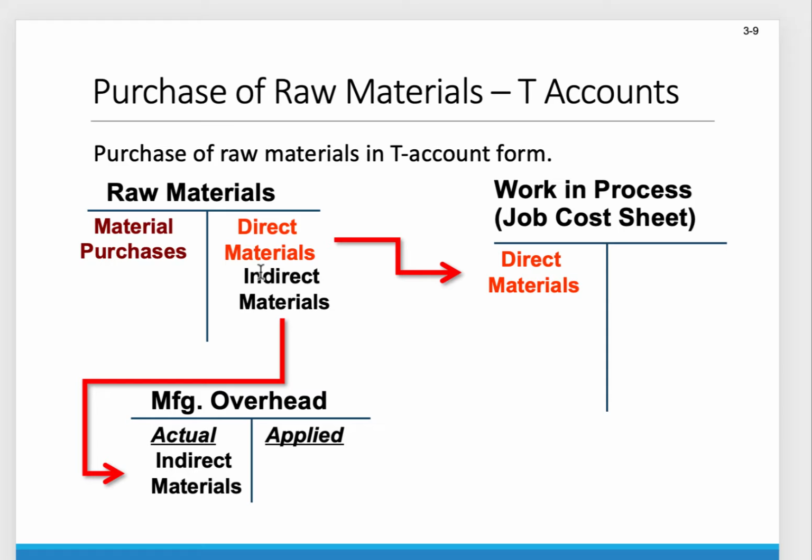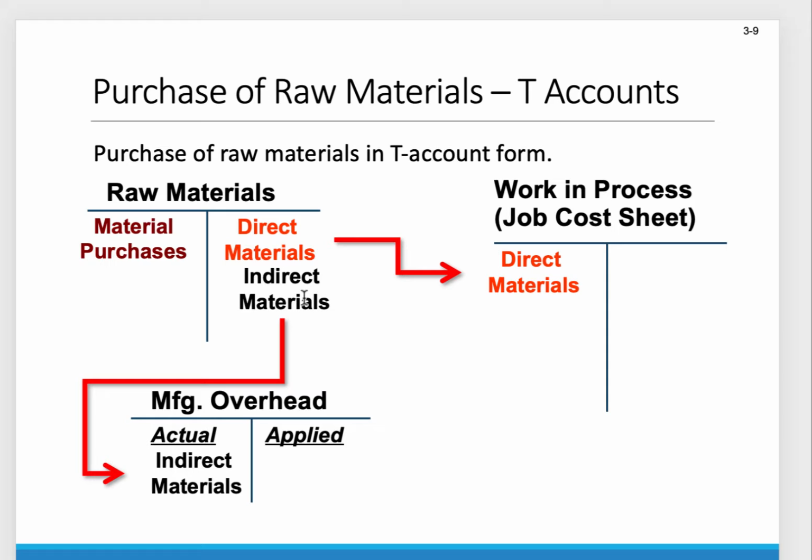We need a right entry here. Direct materials, and this is clutch, direct materials always flow to work in process, right? So we have our debit to direct materials. Left side is a debit. We have that left entry.